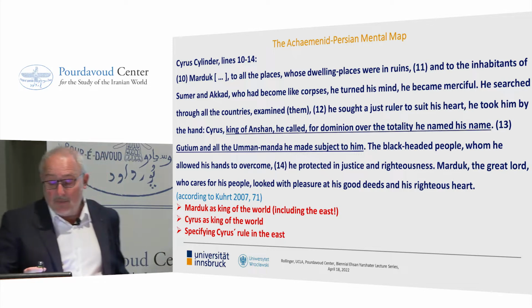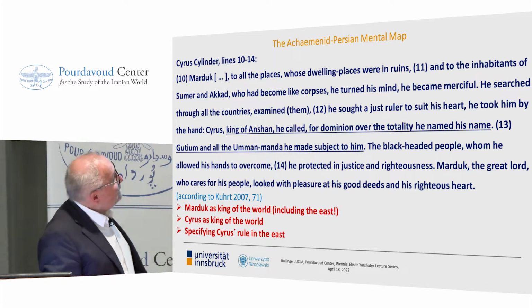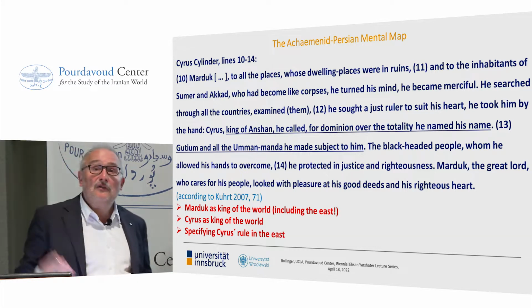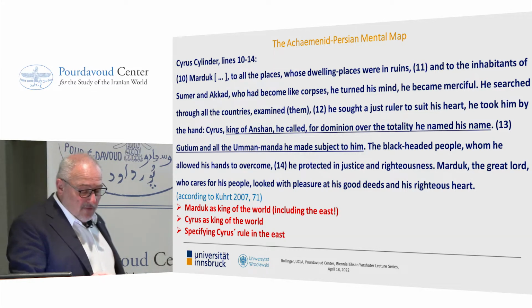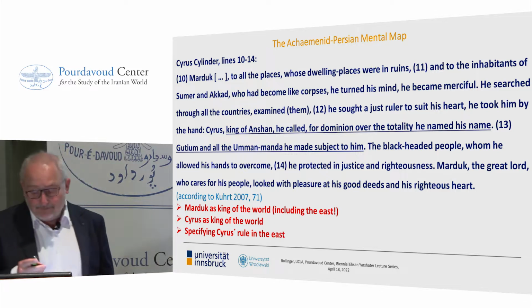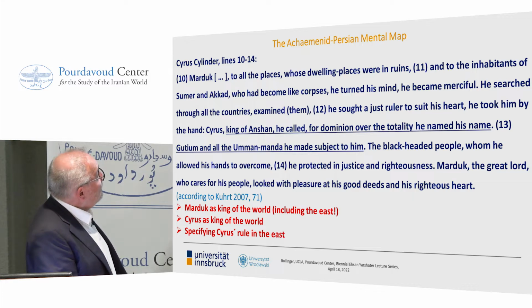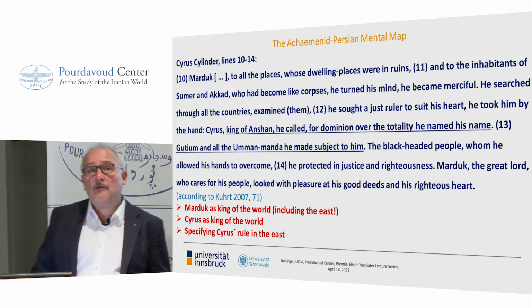And there are two other important messages in this text. On the one hand, you have terms referring to totality, to universal rule, but then you have a specific focus on the East. And this very specific focus on the East is caught by these two terms, Gutium and Umanmanda, which are in the Babylonian framework age-old terms referring very vaguely, but nevertheless within the clear framework to the Eastern world as it is seen from a Babylonian perspective.